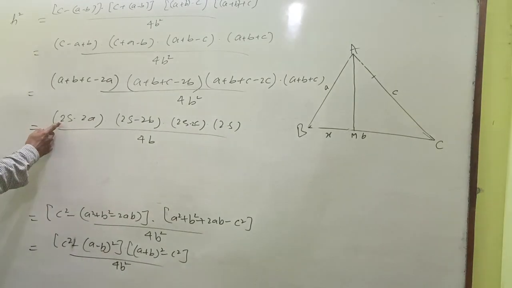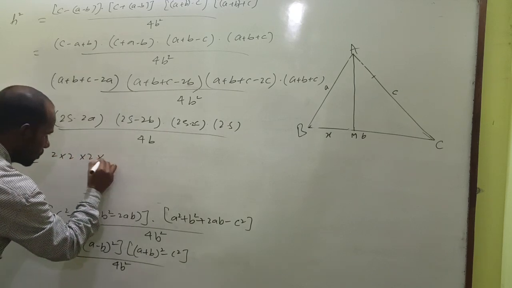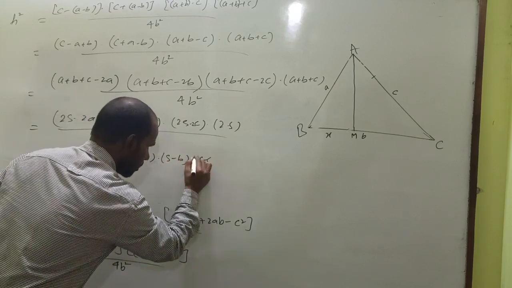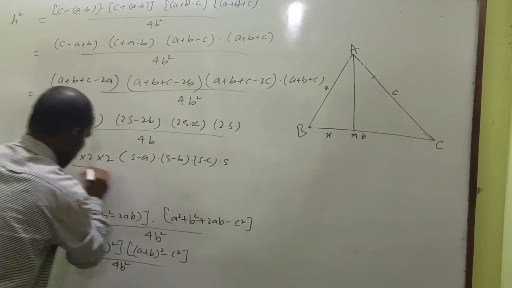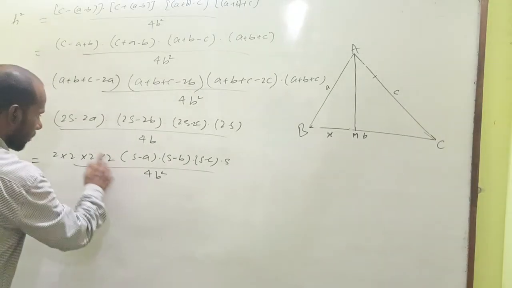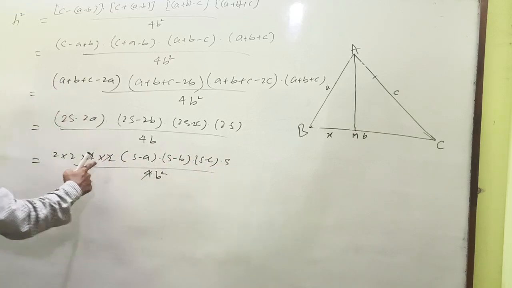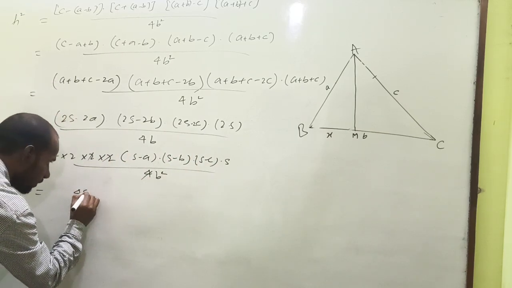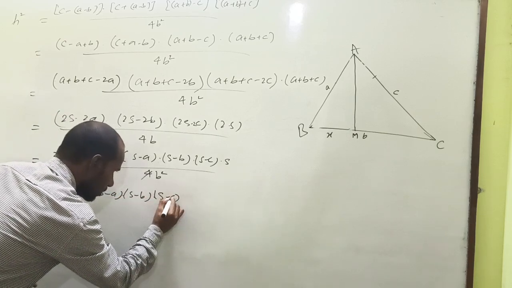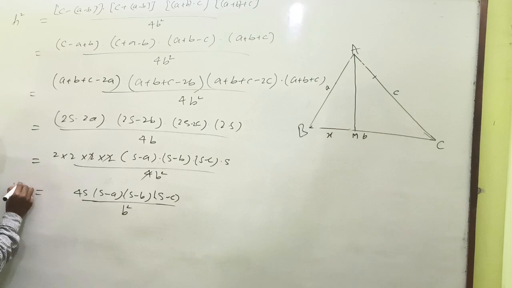We can take 2 common from all these terms, so this will become 2 into 2 into 2 into 2, and the terms would be s minus a, s minus b, s minus c, and s divided by 4b square. Now we can cancel out this 4 and 2, so this 2 is cancelled out. We can write s in the beginning, so it will become 4s, s minus a, s minus b into s minus c, divided by b square. This is the value of h square.